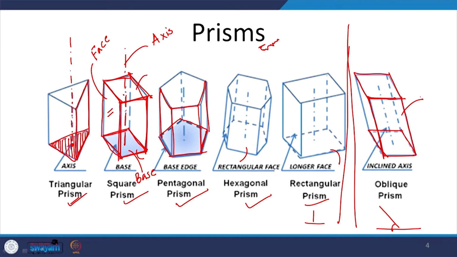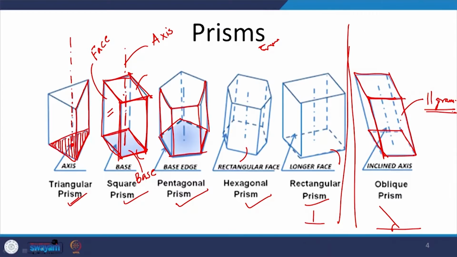So what will we have? The faces will not remain rectangular anymore, they will turn to parallelograms. So that is what we are going to get here. This is the broad category of prism. I must show you some of the very simple prisms so that you can relate to what a prism would be.